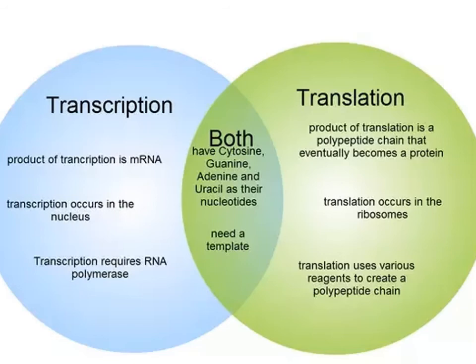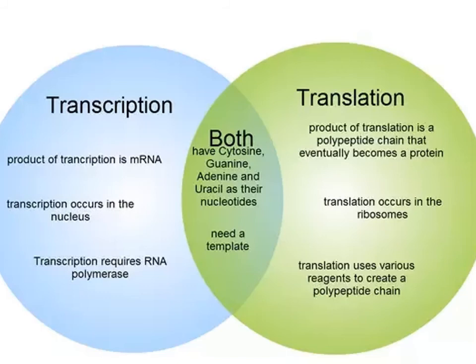Okay, so the first statement, product of transcription is mRNA. Yes, it's being copied off the DNA that becomes mRNA. Transcription occurs in the nucleus. Yes, for sure. Okay. DNA never leaves the nucleus. Transcription requires RNA polymerase. Okay. RNA polymerase is just an enzyme that is transcribing. It's looking at the DNA code and it's making a copy of mRNA for it.